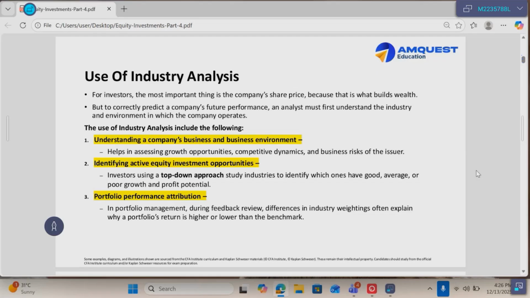Then with this industry and sector which we were discussing, they'll find out which are the most attractive investment opportunities. There should be a good future growth potential and also potential to earn profits. Then only we'll make the investments. Next is portfolio performance attribution.